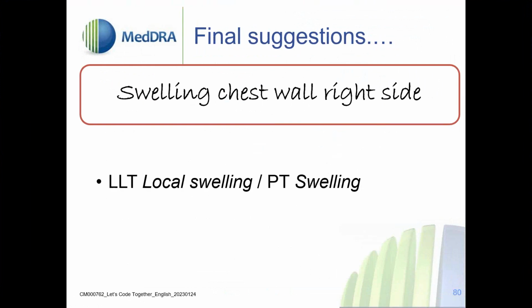So with this, we would rather prefer to take a conservative approach here and code to LLT local swelling. But depending on your coding conventions, you could also decide to code to LLT chest wall mass, as I mentioned earlier. Many of you have voted for this LLT. But if you decide to do so, then document your rules in the coding conventions so that you take a mass term if you have no swelling term for the affected body site, if you cannot find a combination term in MedDRA for the affected body site.